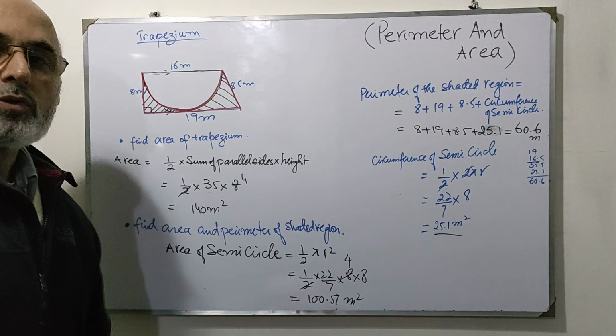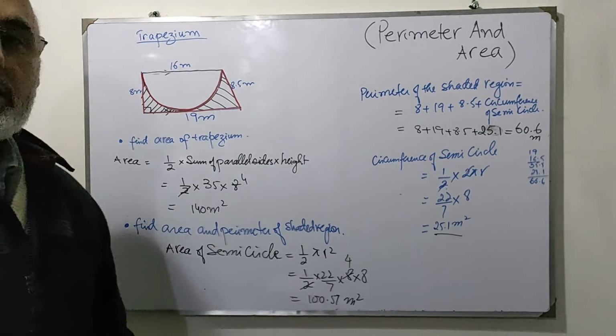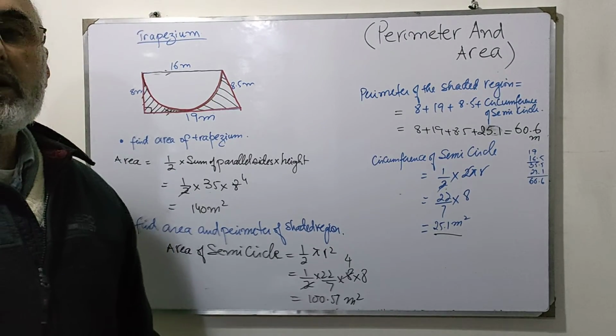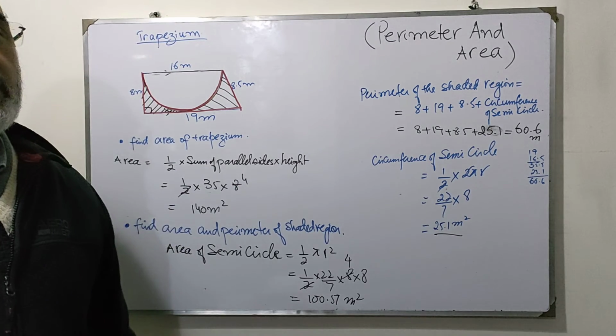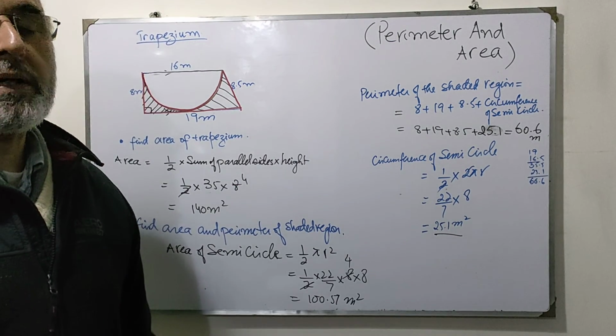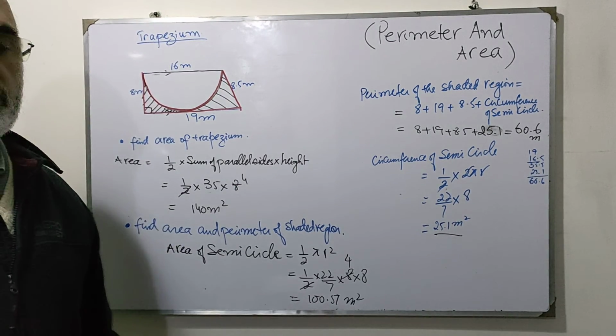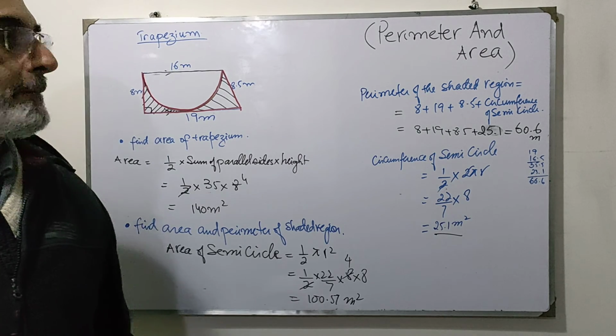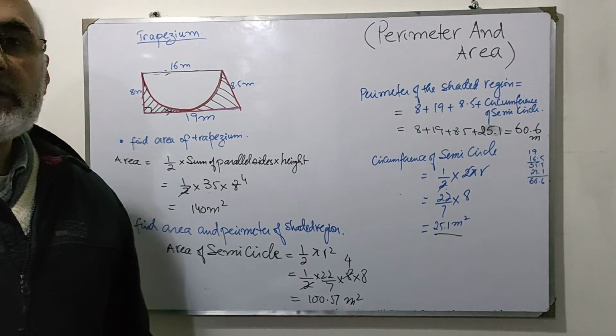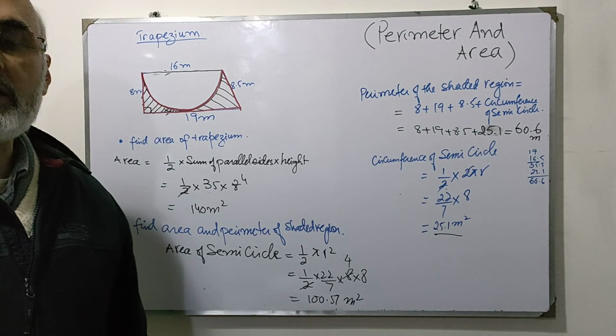Okay, so I hope that you got the idea of how we are calculating the areas and the area of the shaded region, unshaded region, perimeter of the shaded and perimeter of the unshaded regions. Okay, so in the next section we'll start with the parallelograms.